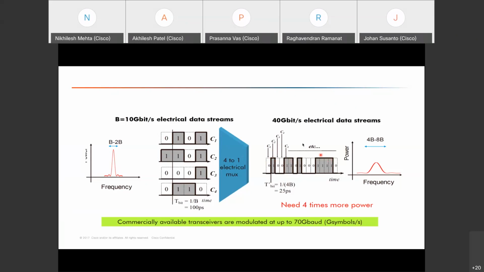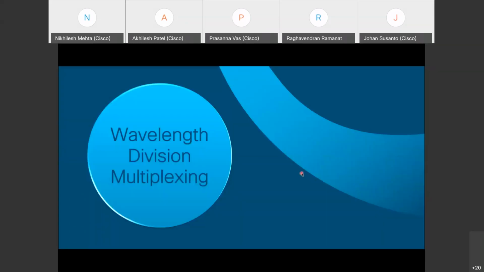So what we have achieved is, the individual inputs C1, C2, which were 10 Gbps each, after the multiplexer give a 40 Gbps electrical data stream. But what we will need is more bandwidth in this case, and the power requirement will also be more. The commercially available transceivers are modulated at up to 70 gigabaud. This is what time division multiplexing is.